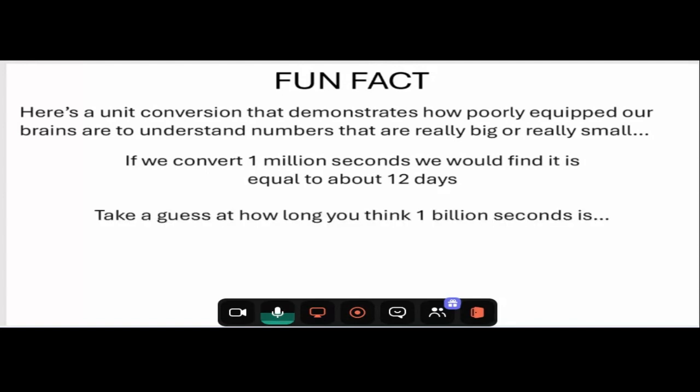Now, I don't know if you want to take a guess at how long you think 1 billion seconds is. Because most people think, oh yeah, 1 billion's bigger than 1 million. So I don't know, like 50 days, 100 days? How much bigger is 1 billion than 1 million? Well, actually, it's 32 years, 1 billion seconds. And again, our brains just sort of hear 1 million and 1 billion, and our primitive brain just says lots, but isn't able to clearly distinguish just exactly how much more 1 billion is than 1 million.